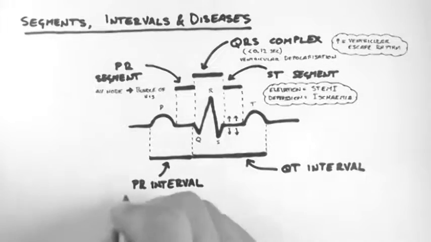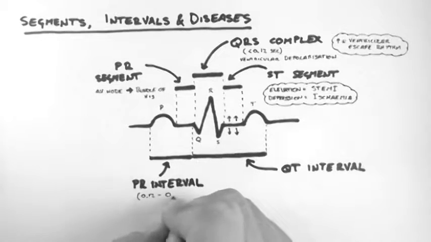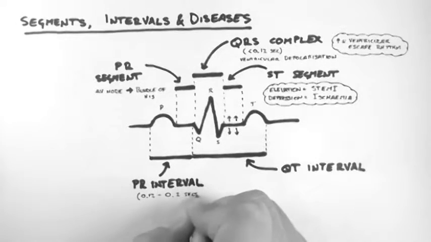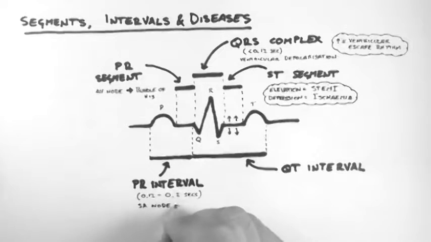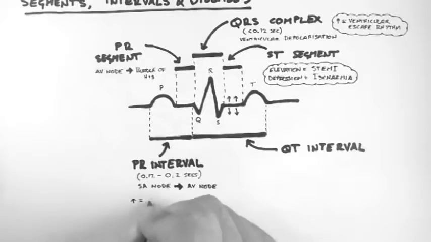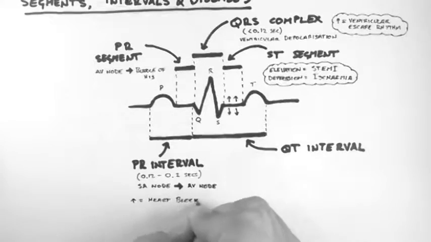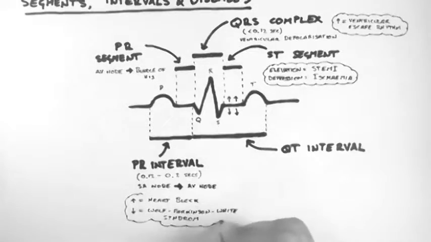Now the PR interval should be between 0.12 and 0.2 seconds long. It corresponds to the wave of depolarization traveling from the SA node to the AV node. An increase in length could be the result of a heart block. A decrease in length could suggest Wolff-Parkinson-White syndrome.